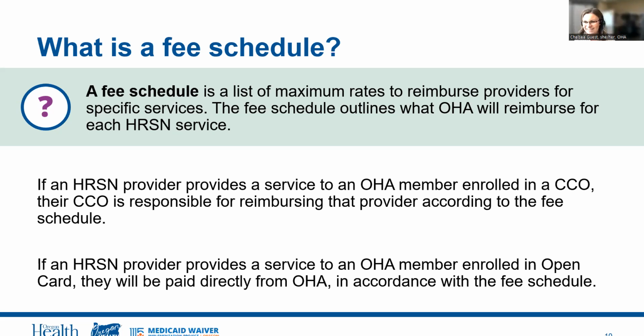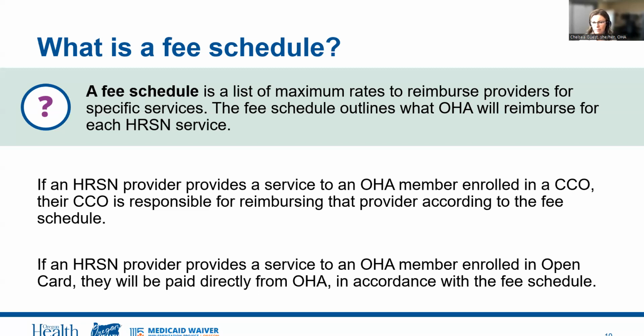There's a few ways to get paid for services in OHP. Services is a common thing we're going to say today, so I'm going to work really hard to say that clearly. As discussed, there are two different ways that we can pay for providers to do OHP services. There's the CCO model, where the CCO is responsible for paying for the provider, and then also the open card. The fee schedule bridges across both of those sectors as HRSN services start getting online.